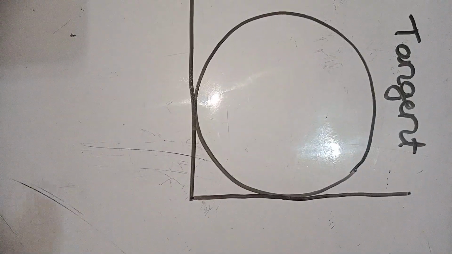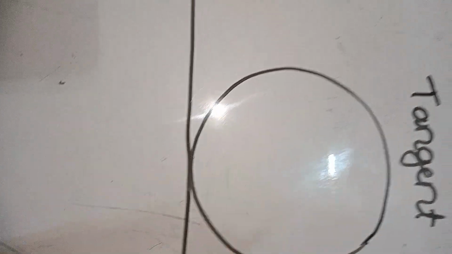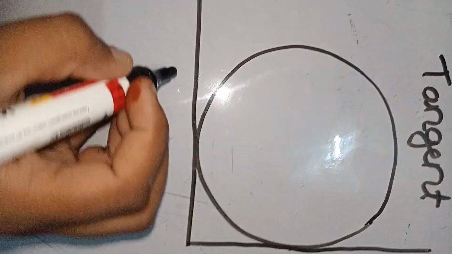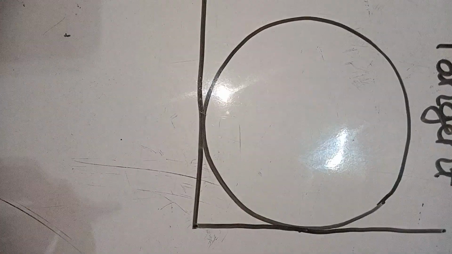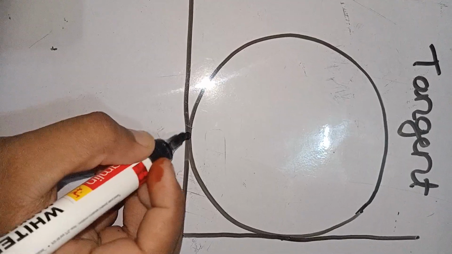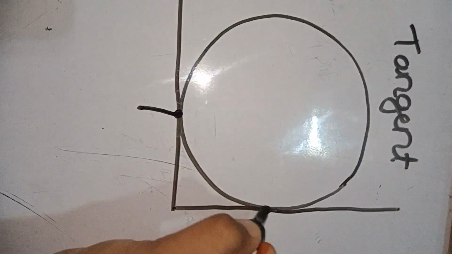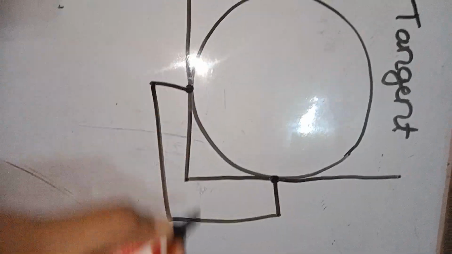Now the question is, what is a tangent? A tangent is a straight line. This is a tangent, a straight line that joins the circle at a point, which connects and joins with the circle at one point. So this straight line is called a tangent.